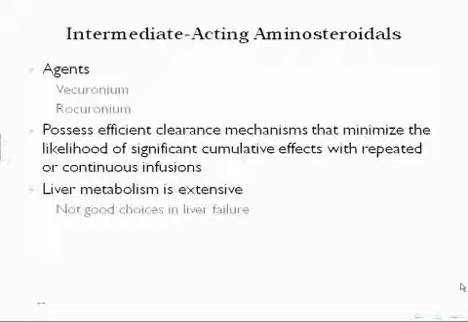All right, so we'll go on to the intermediate acting agents now. There's two major ones that we're going to talk about, which is vecuronium and rocuronium. Both these agents are extensively liver metabolized, so these are the agents you don't want to be using in patients that have liver failure.